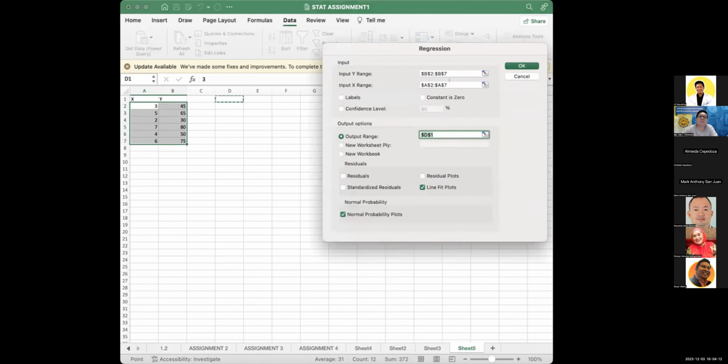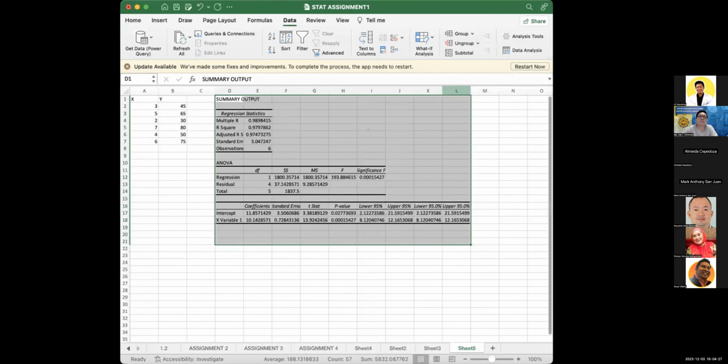Tapos you just have to type in the y range and the x range. So I did this earlier para mas mabilis dalhin. So yung output range is where you want the output to come out. And then this one. So lalabas na yung mga yan, mga values na sobrang dami na medyo mahirap paintindihan.